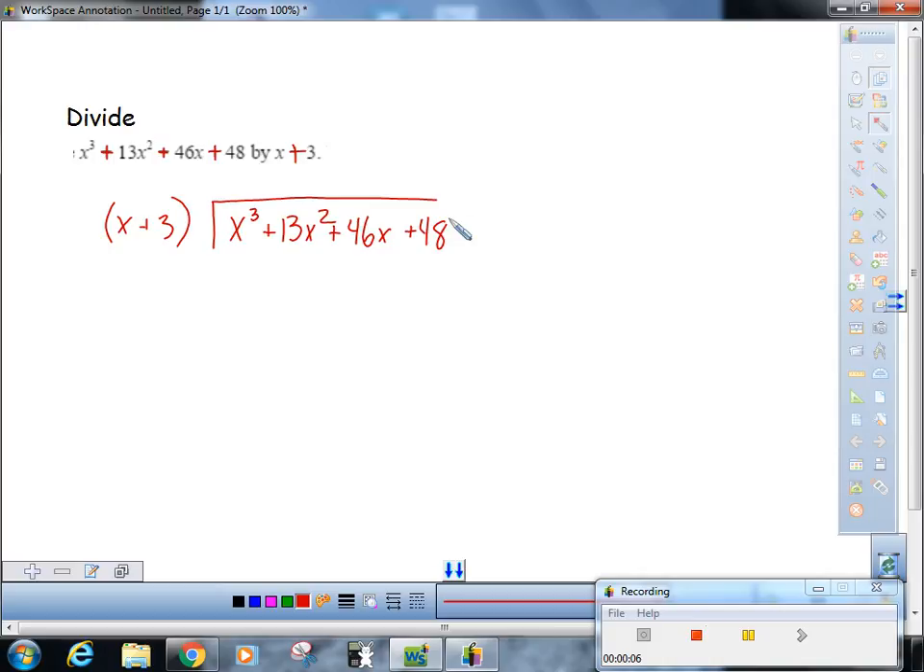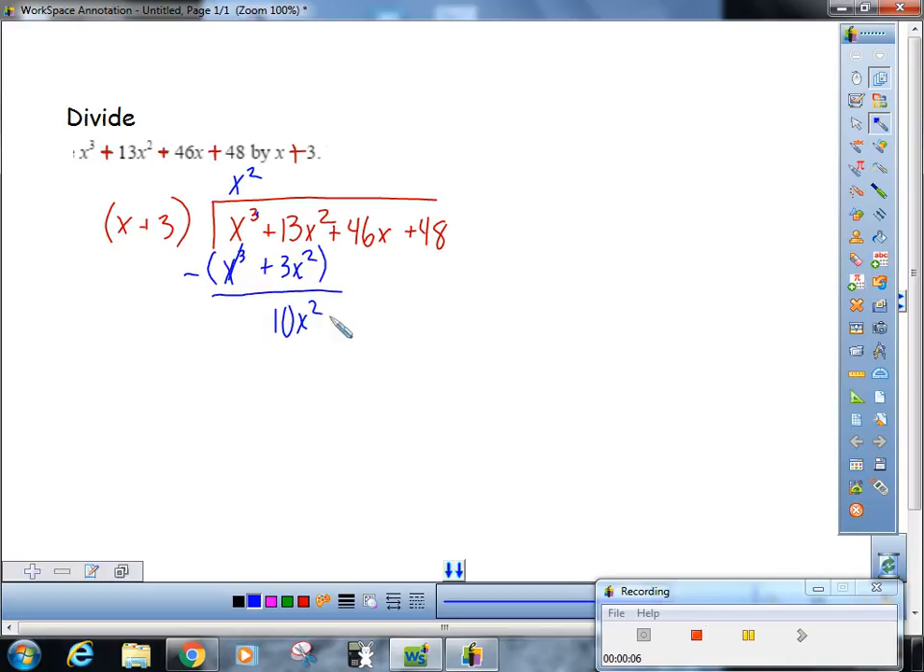So, we say how many times does x go into x cubed? What's the answer to that, class? It goes in an x squared amount of times. X squared times x is x cubed. X squared times 3 is 3x squared. Those are gone. Oops, excuse me. Those are gone, and you're going to subtract this whole thing. So you get 10x squared, okay?